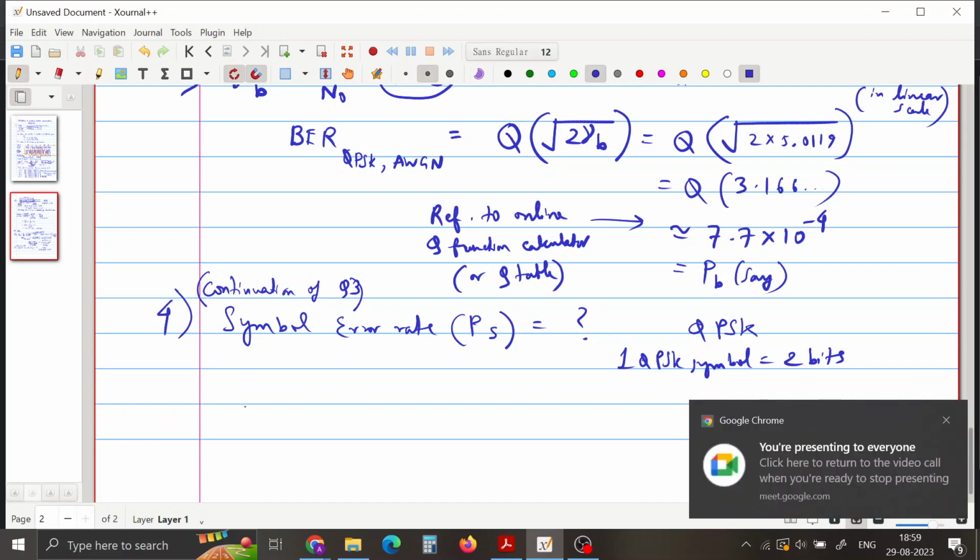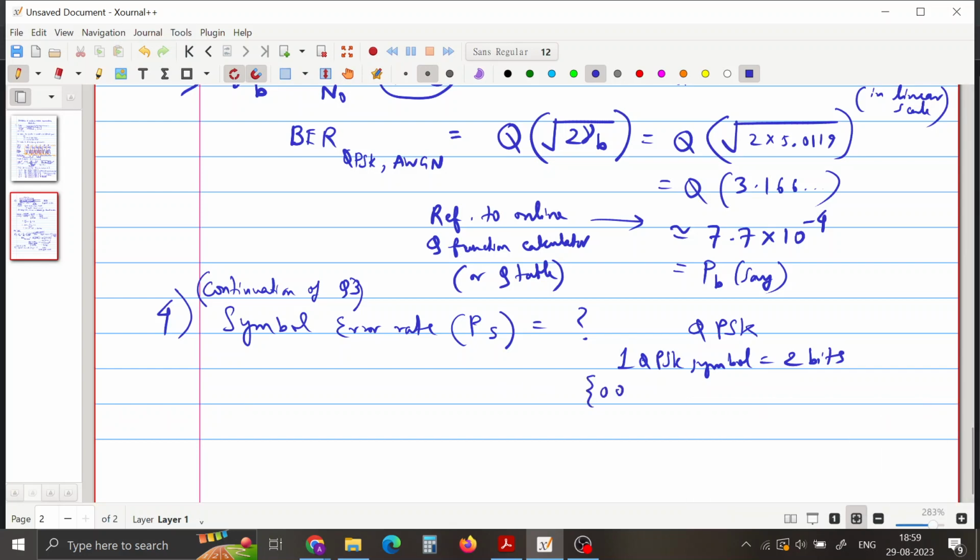Okay, so what are the possible symbols? 00, 01, 10, 11. You remember the constellation, right? Each symbol has 2 bits. Now, my symbol error rate. When does an error happen? When there is at least one bit flip. Out of the 2 bits, at least one of the bits is corrupted, is flipped. Basically error means a 0 to 1 flip or a 1 to 0 flip.